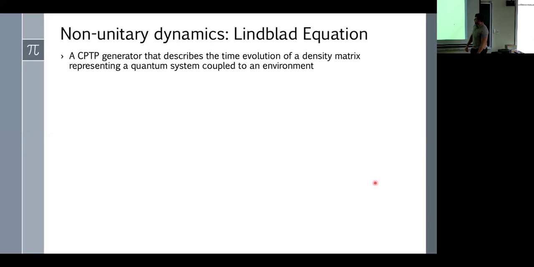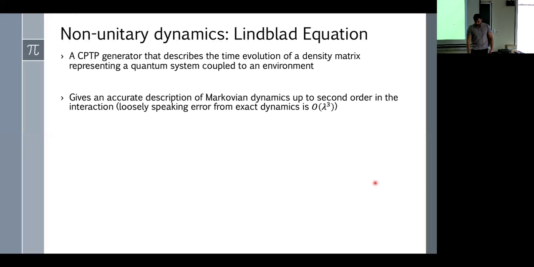So the Lindblad is also a CPTP, completely positive and trace preserving, and describes the time evolution of some density matrix of a system that's coupled to an environment. And it's going to give an accurate description of what's called Markovian dynamics. So in this case, we don't build up correlations with our environment or bath over time. The bath is featureless and memoryless. So when we write down a differential equation, the propagator is not going to depend on previous points in time. There's going to be no memory integral or anything like that.